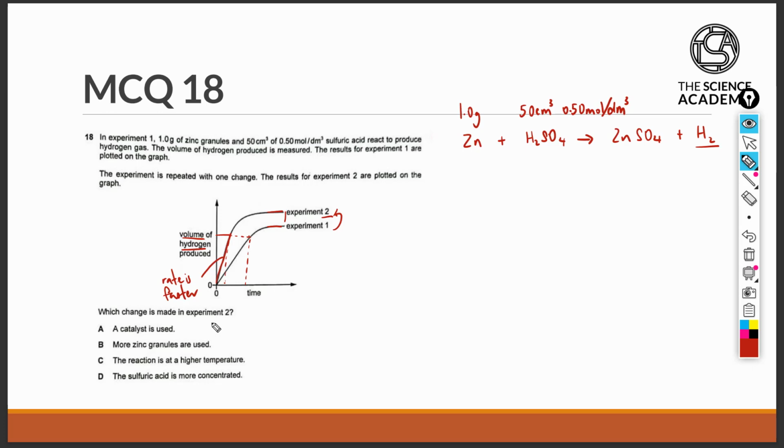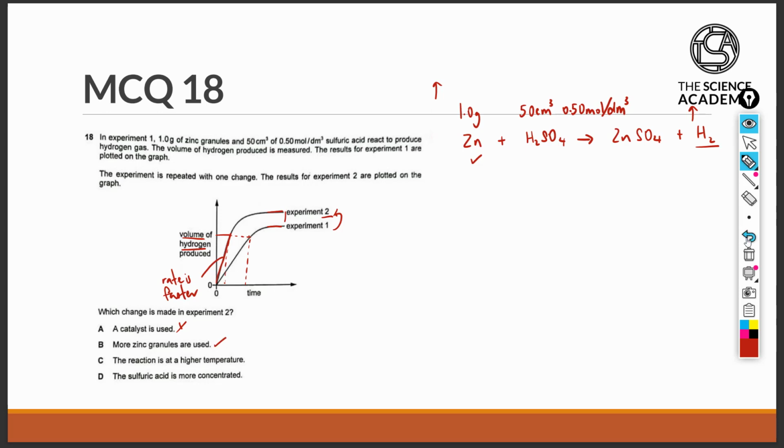Which change is made in experiment 2? A, a catalyst is used. This is partially correct because using a catalyst will increase the rate of the reaction, but it will not increase the final volume of hydrogen gas produced. So A is not the correct option. B, more zinc granules are used. This could be the case because with more zinc granules, we can increase the products formed, which will increase the volume of hydrogen gas produced. So this could be right.